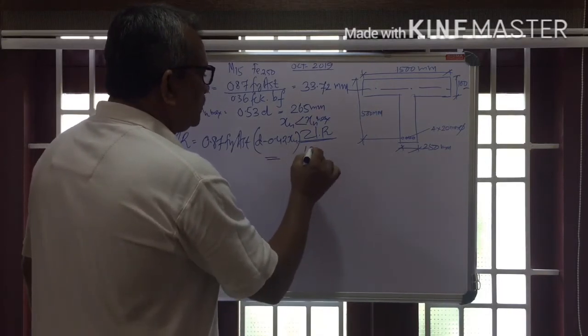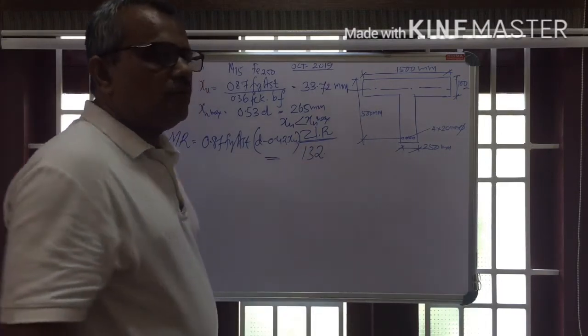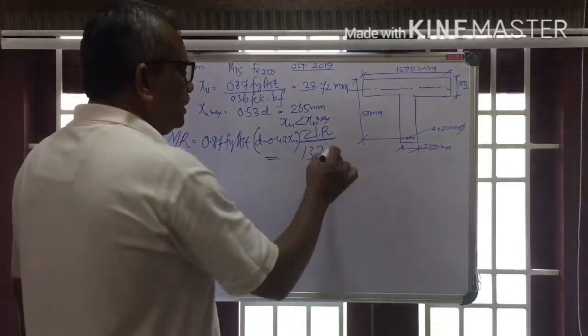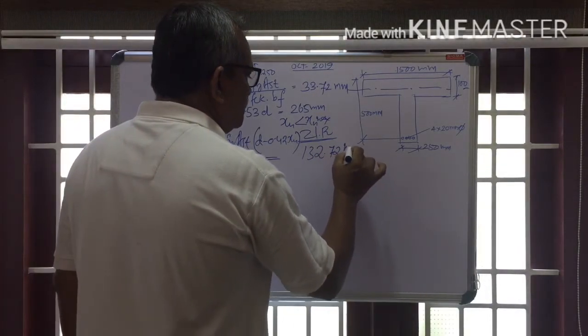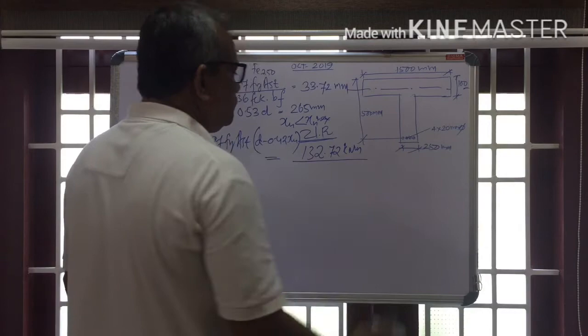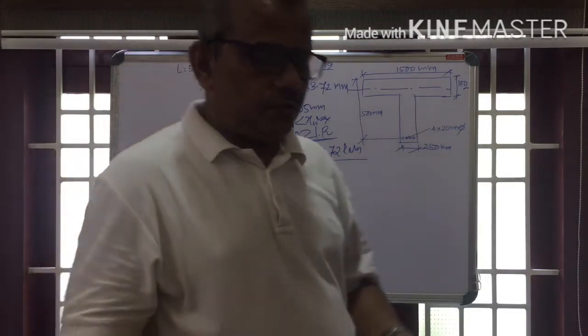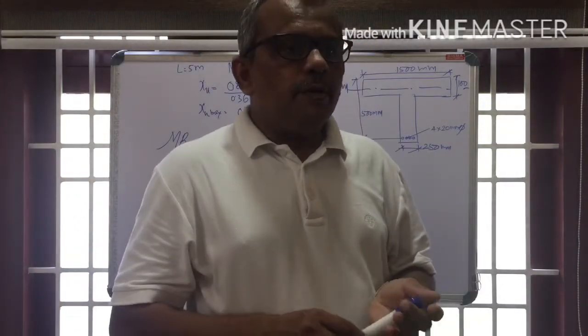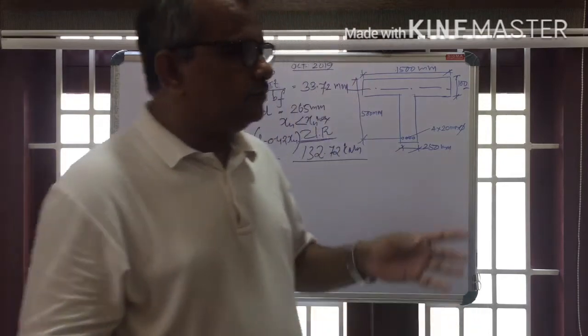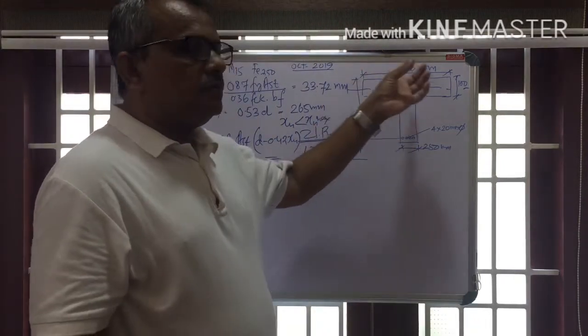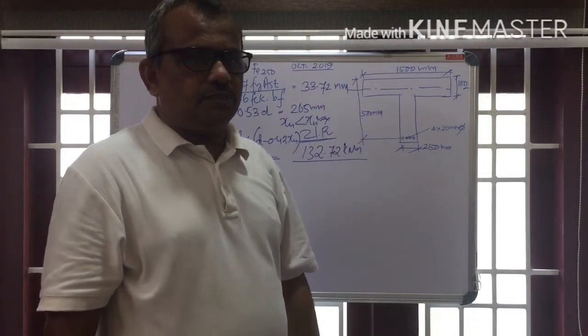Calculate the values, and you will get it as 132.72 kilonewton meter. 132.72 kilonewton meter is the moment of resistance of this T-beam as per the given data and material properties.